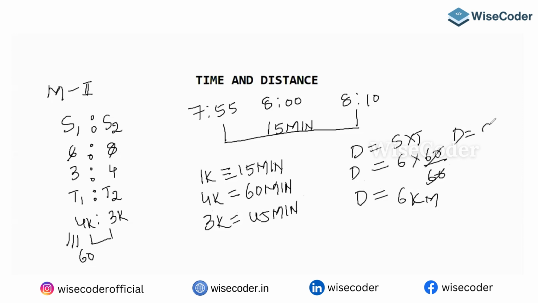Distance formula. What is the distance formula? Speed into time. What is the speed in the second case, guys? 8. What do you want? The time, no? What is the time? 45 minutes. So 45 should be divided by 60. 15 threes are 45, 15 fours are 60, so 4 ones are 4, 4 twos are 8, 2 threes are 6 kilometers.